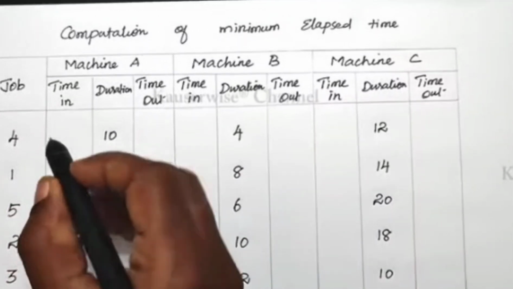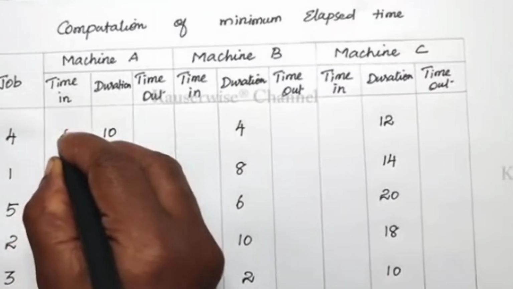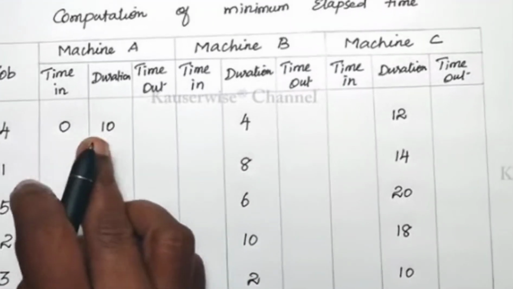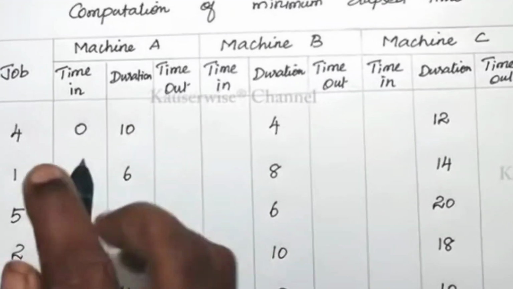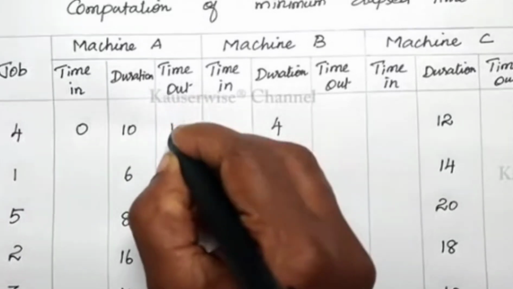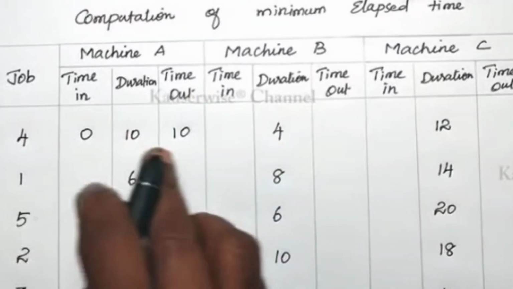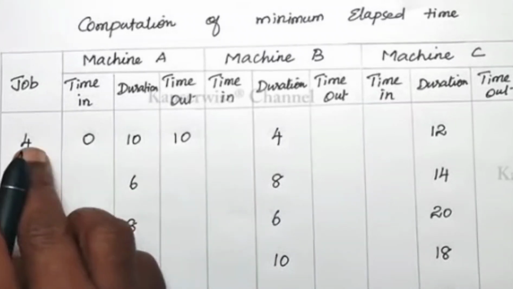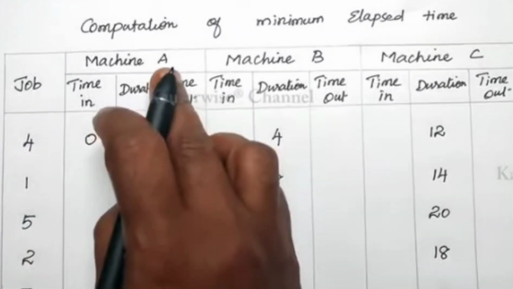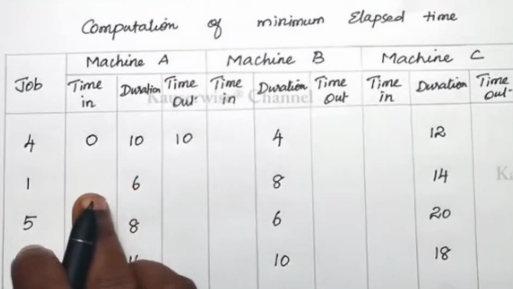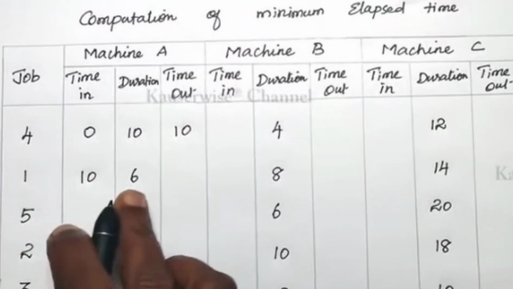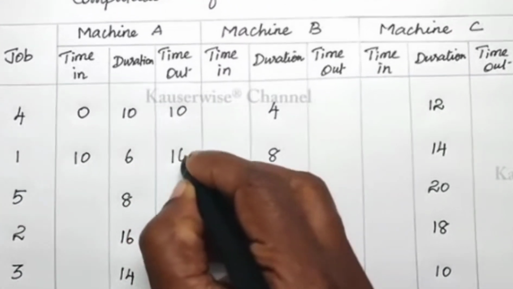See the first job. The starting time is 0. So how to find the out time? In time plus duration is equal to out time. So 0 plus 10, 10 is the out time for the first job. For the next job, the in time is 10, because after completing the previous job only, mission A will take up the next job. So 10 plus 6, 16 is the out time.